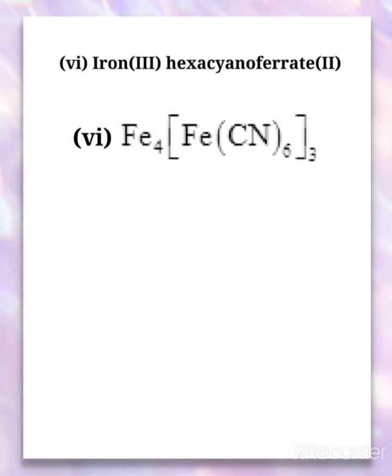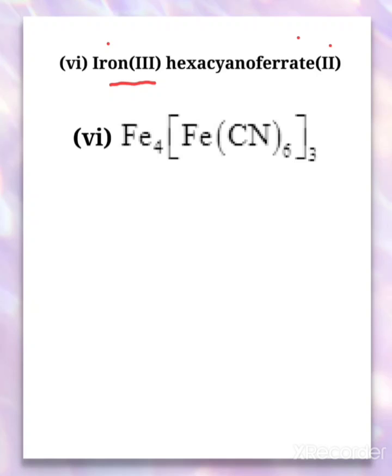The sixth part, that is iron 3 hexacyanoferrate 2. How do we make a formula for this one? It is one of the important ones, because 2 to 3 times this was asked in the board examination. So let us see how to make this formula. First of all, in this, iron 3 is given, and ferrate 2 is also given.